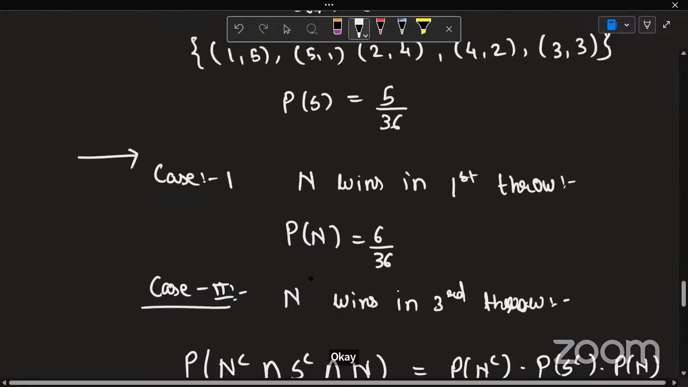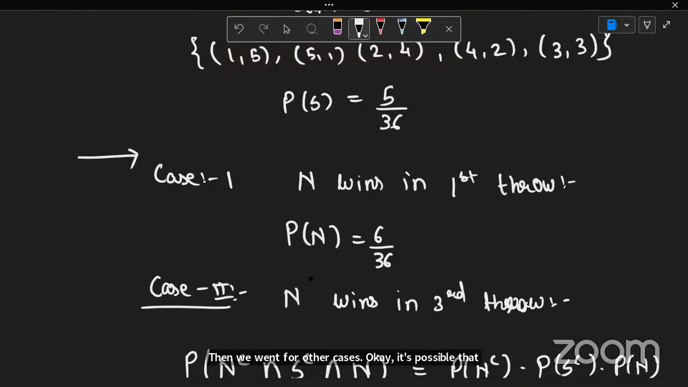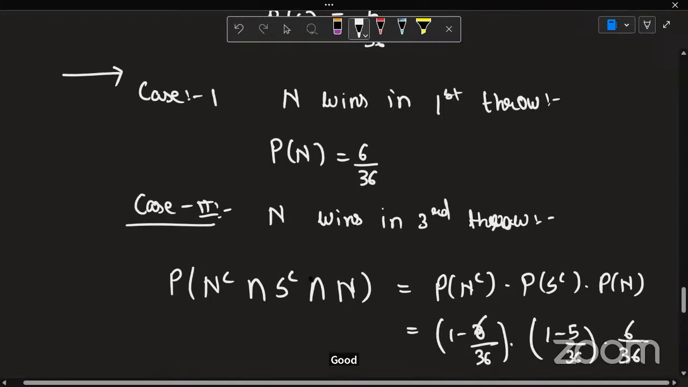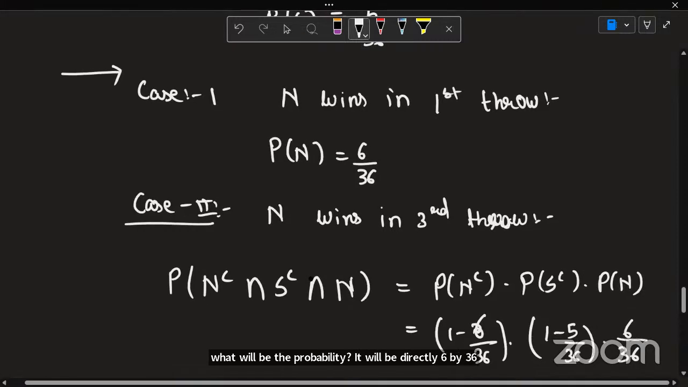Then we went for the cases. It's possible that N wins in the first trial only. They have said that N will start the game. So let's say she wins in the first throw only. Then what will be the probability? It will be directly 6 by 36 as we calculated. Okay.